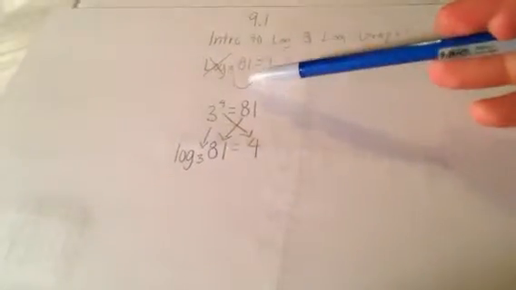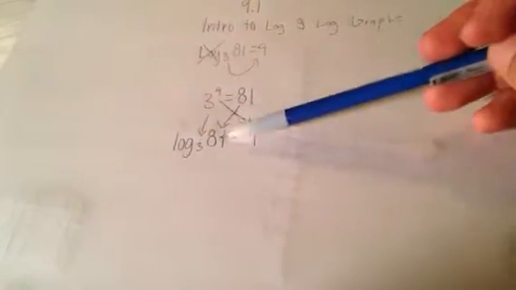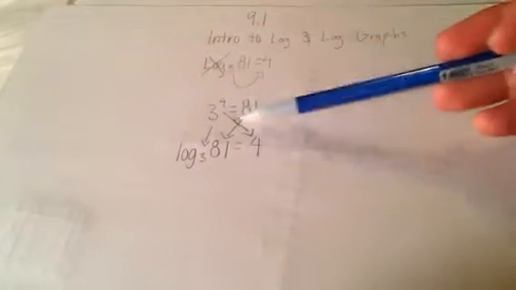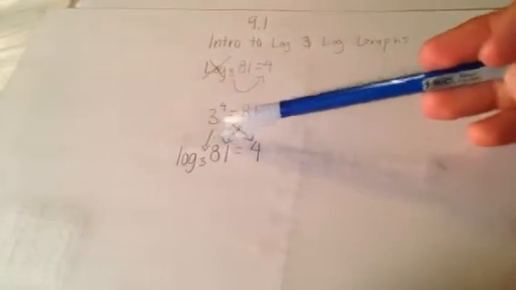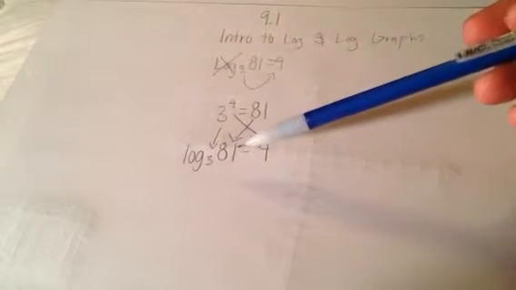All you really need to know is where each number goes in the right spots, and you can solve any equation that looks like this no matter how difficult it looks. It's always going to be the same way. So it's just going to go from 3 to the power of 4 equaling 81 to log base 3 of 81 equals 4. That's all you're going to do.